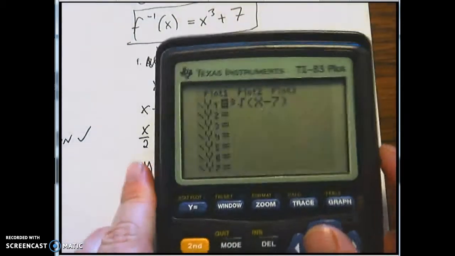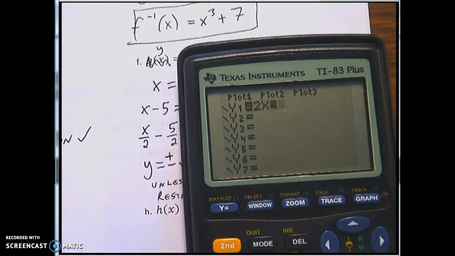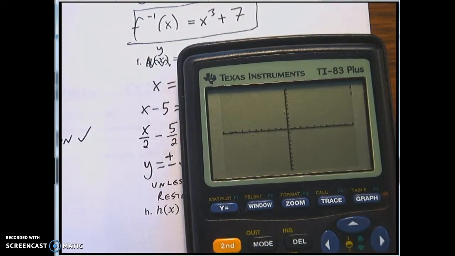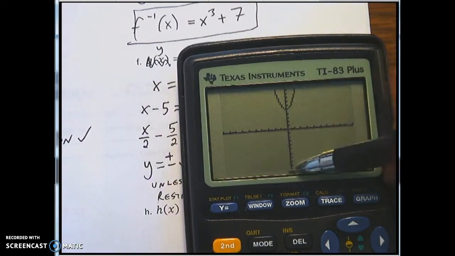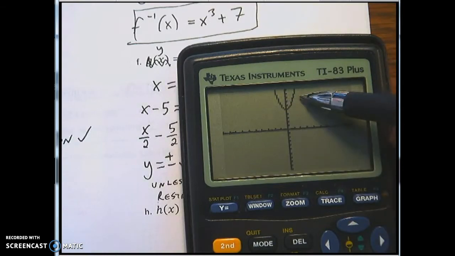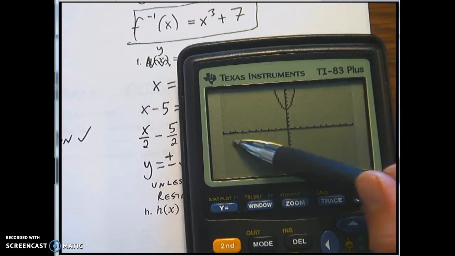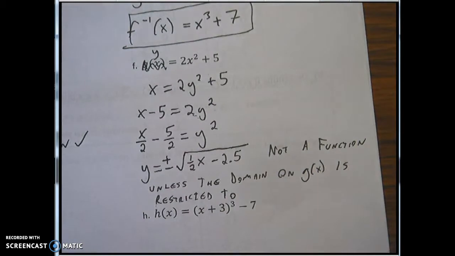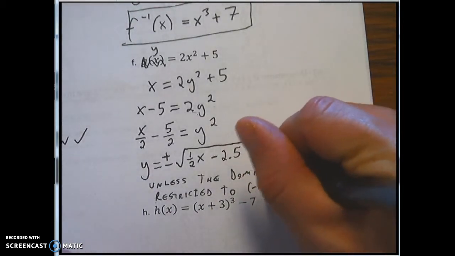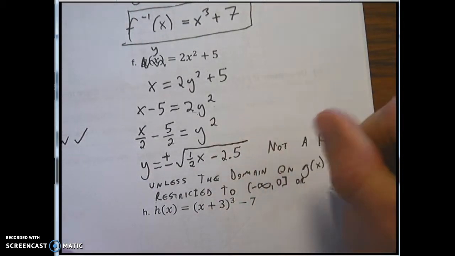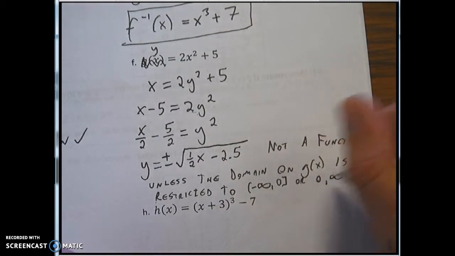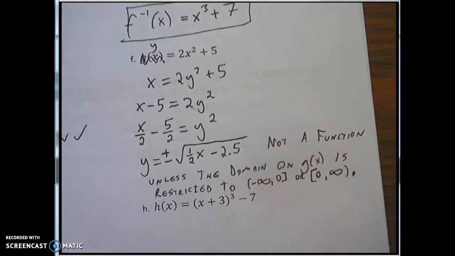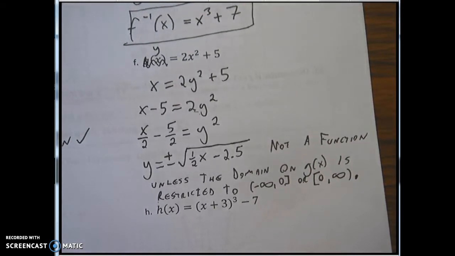And to do that, I'm going to type in the original function, 2x squared plus 5, hit the graph button. What's the value of x that would split this thing right in half? Well, that's just x equals 0. So I can either take the left half or the right half. The left half would be from negative infinity to 0. The right half would be from 0 to infinity. Which one you take doesn't matter. So I could restrict it to negative infinity to 0 or 0 to positive infinity. And that's the only way to make the inverse a function.